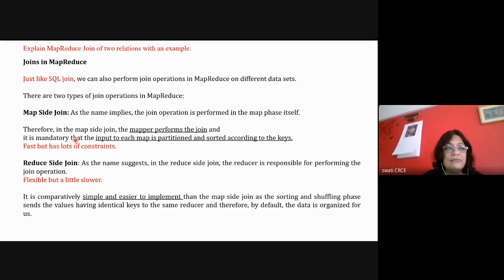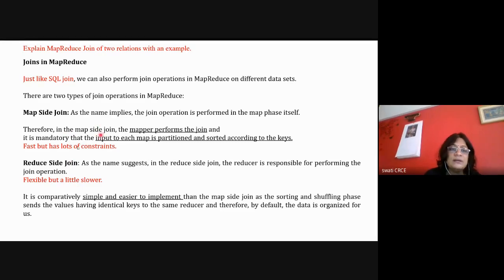Whenever you are performing any SQL kind of join, there are two techniques to do this joining operation. In one technique, the joining logic is executed at the mapper side. In the other technique, the reducer is responsible for performing the join operation. The first method, mapper side join, is fast, and reducer side join is slow.